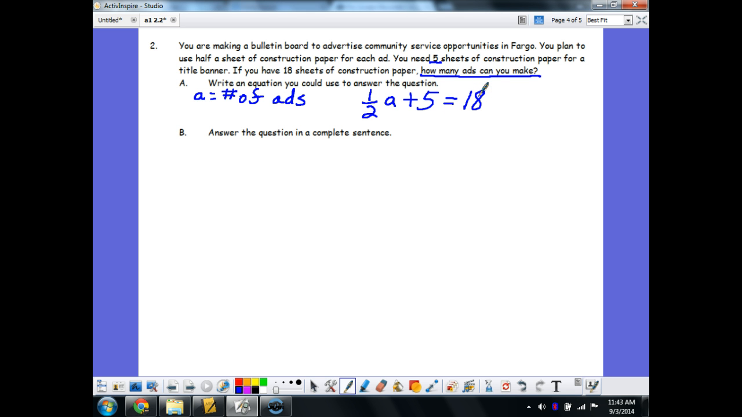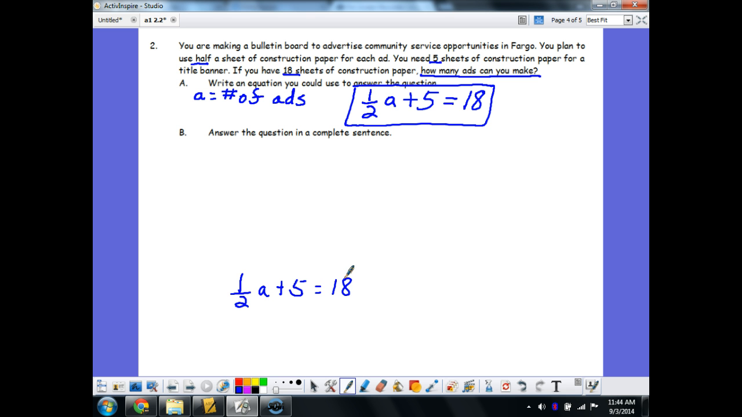Okay, so we have 18 sheets of paper to use, so that is the equation. Using half for an ad, 1/2 A, plus the 5 for the title banner, and we have 18 total. So, to solve this, I will solve this equation down here.